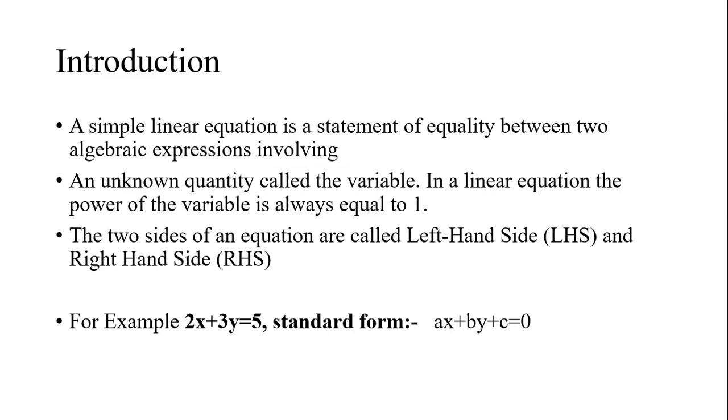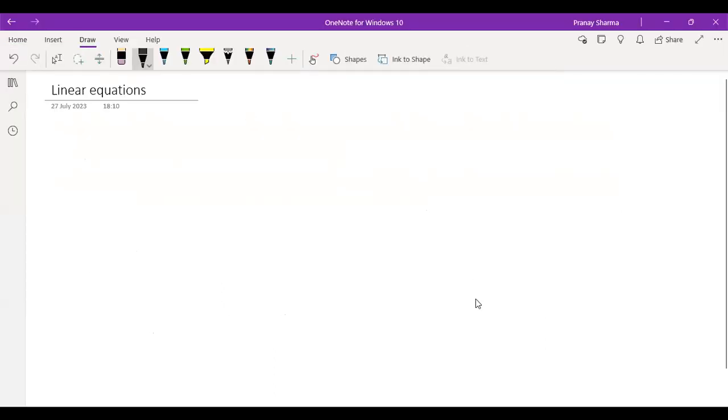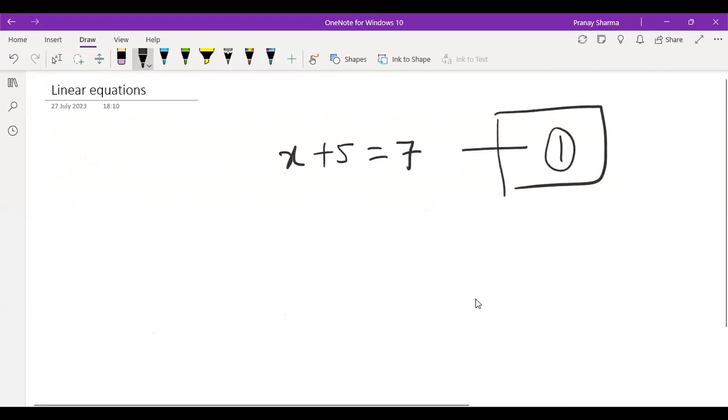So let us consider this. Let us move to OneNote. I hope my OneNote is visible. All right, let us consider a case. Suppose we have x plus 5 and it should be equated to 7. Now this is an equation. This is how I represent an equation. x is the only variable, so it is actually an equation in one variable. Why is it an equation? Because we have an equals sign in between.